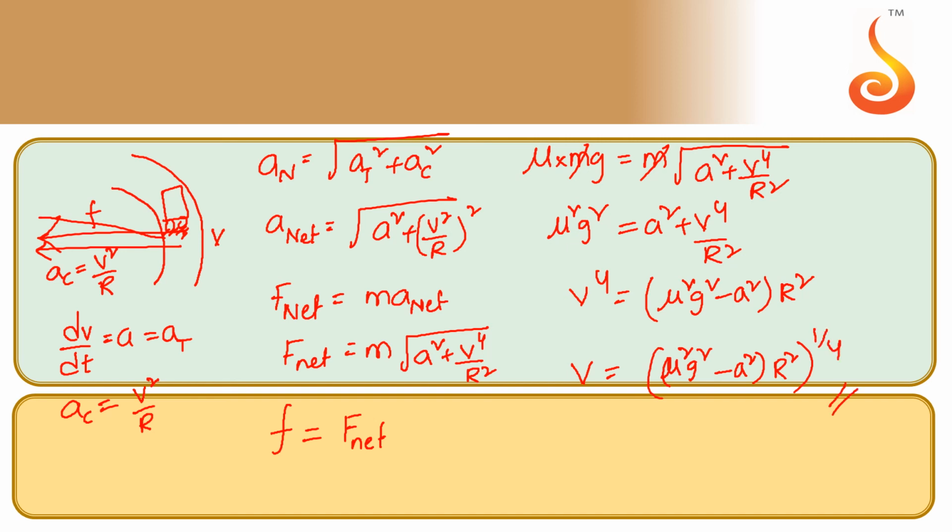So this is the maximum velocity with which the vehicle can go. Once the velocity of the car comes to this point, the car starts to skid.